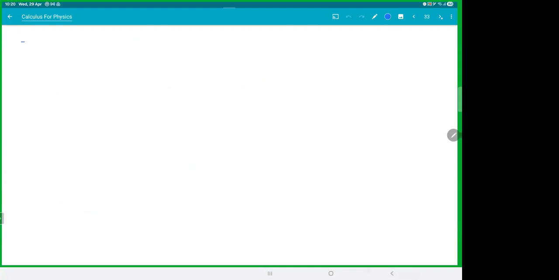Let's see one more. Let's say the velocity vector v bar is t square i cap plus 1 by t j cap. Find the time when the acceleration and velocity vectors are perpendicular.